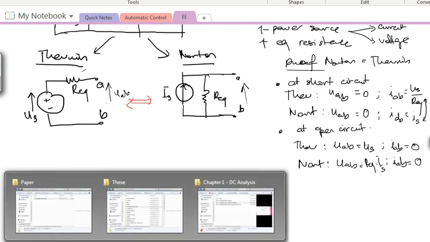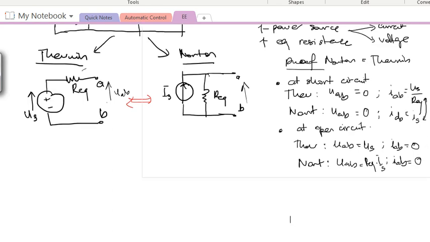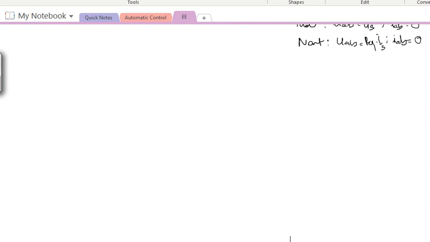So now, the conclusion is we can use this property in order to solve exercises or problems where you have multiple power supplies. So let's try to look at an example exercise. Okay, so the exercise. Scroll down a bit to have more space.